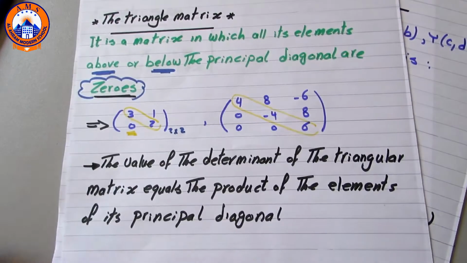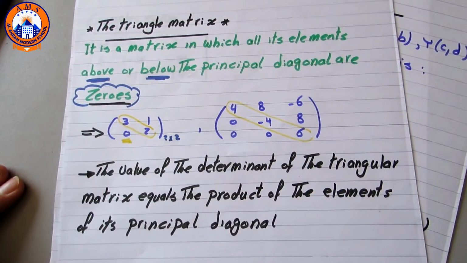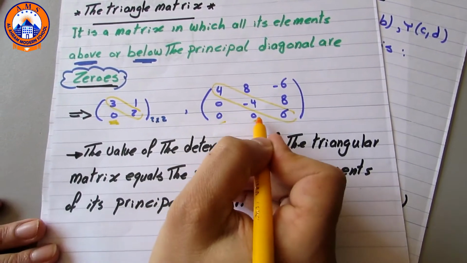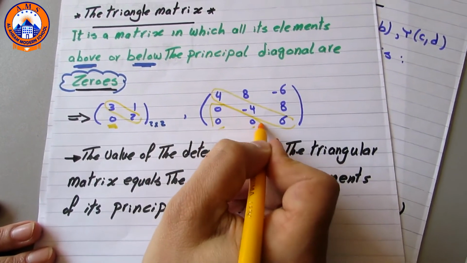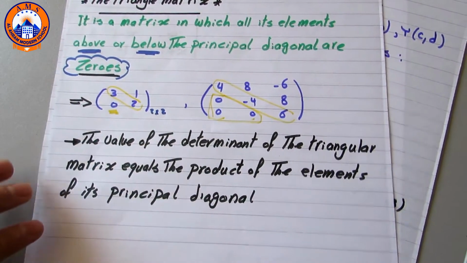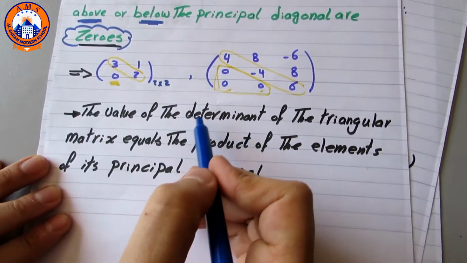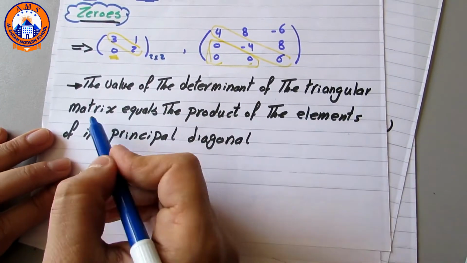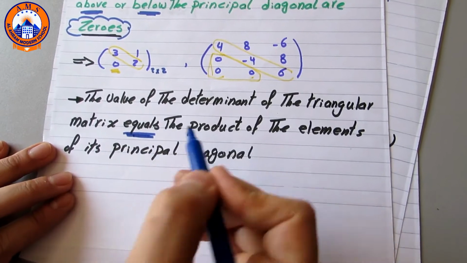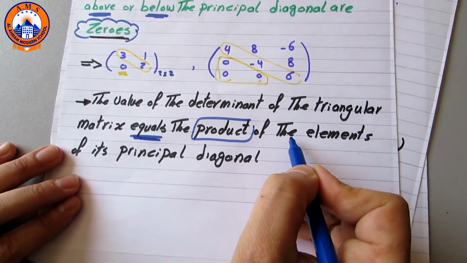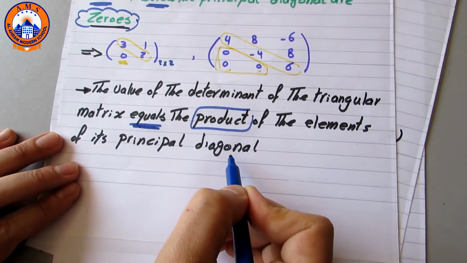Second example, we have a main diagonal, okay? We have zeros below the main diagonal, so it's called what? The triangular matrix. How to find the value of this determinant? The value of the determinant of the triangular matrix equals what? The product. Product of what? The product of the elements of its principal diagonal.